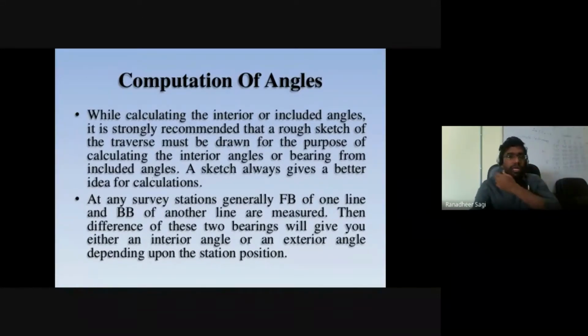It could be the forebearing of those lines or the back bearing of those lines. At any survey station, generally the forebearing of one line and the back bearing of another line are measured, because whenever you look at any particular survey station, one line at that station is in the forward direction of the traverse, whereas the other line is in the backward, we say the reverse, direction of your traverse.